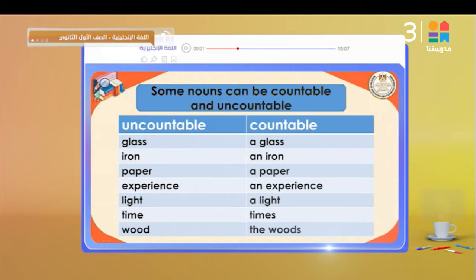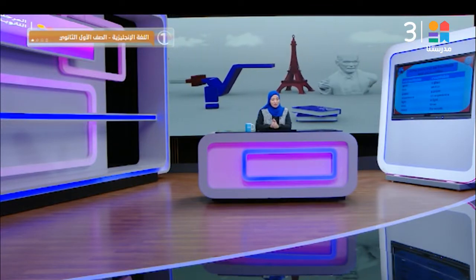When we talk about iron, again, if we talk about the material itself, the metal, this is uncountable. So we can say the table is made of iron. But when we talk about an iron, this is a tool or a device or a machine which we use to remove wrinkles, اللي هي المكوى. This is an iron. This is countable. So we can say an iron. It's a countable noun, so it has a different meaning.